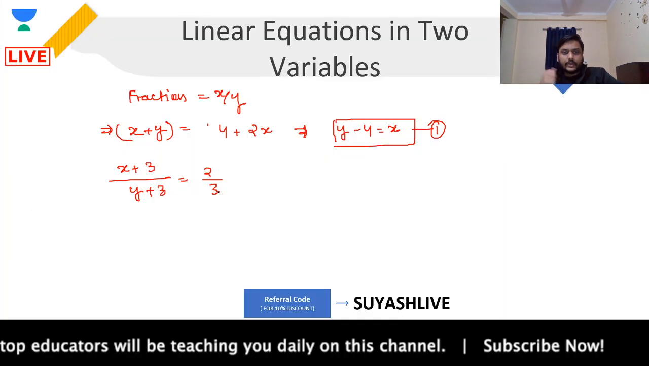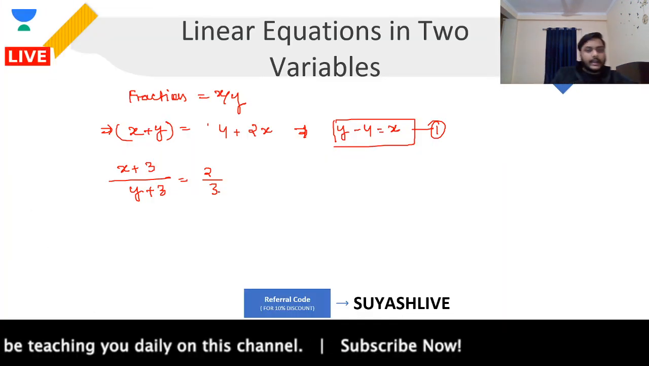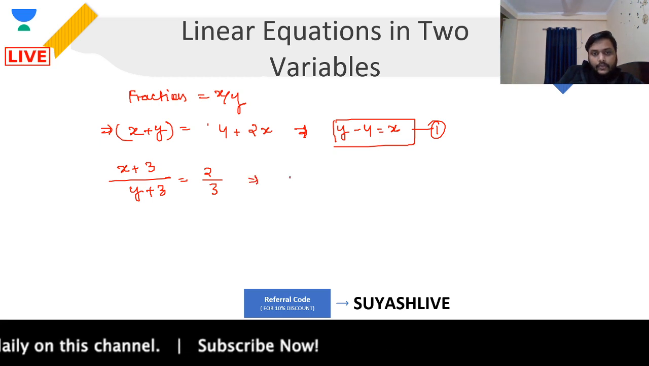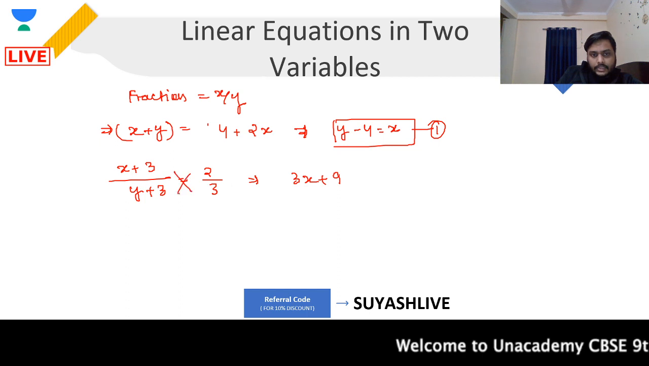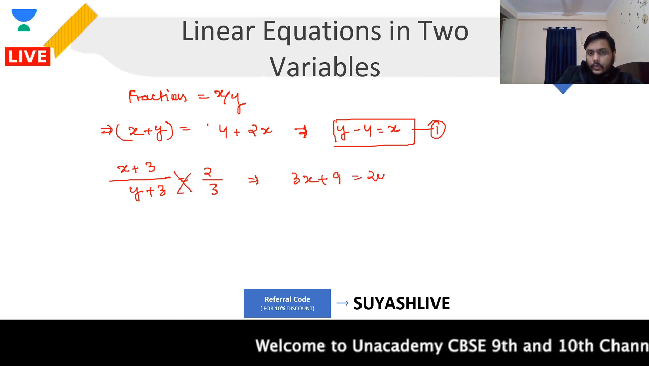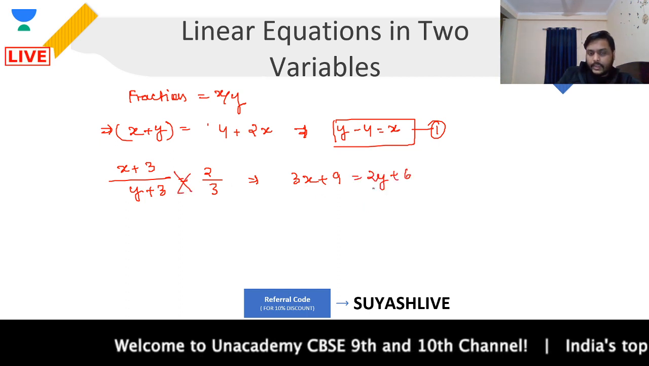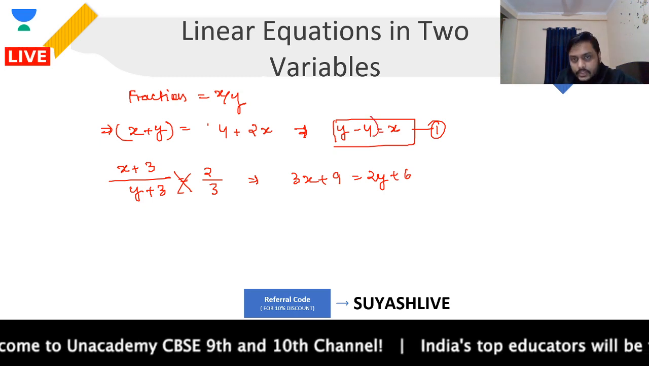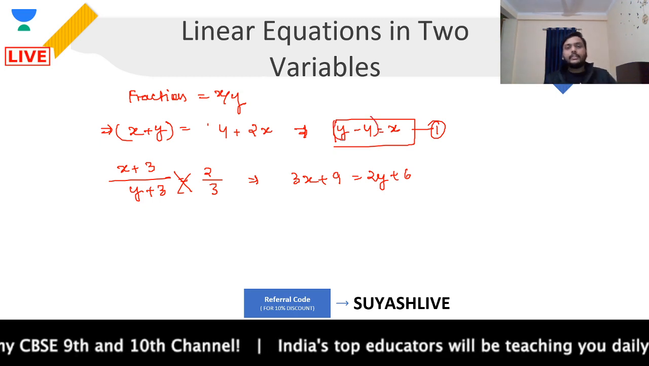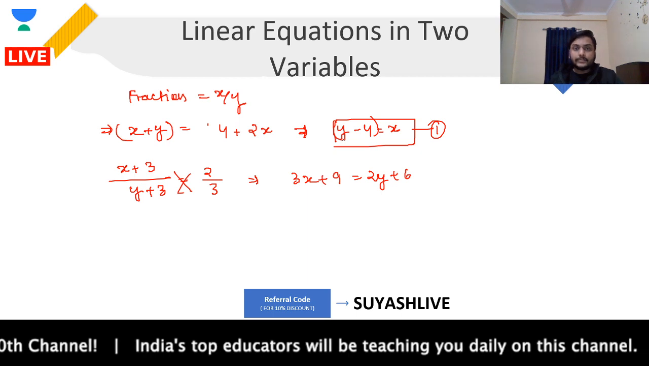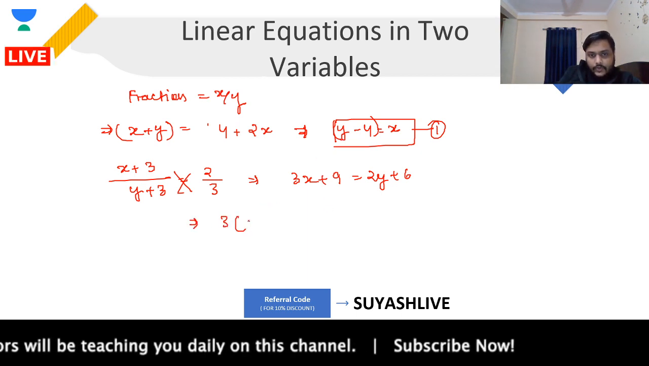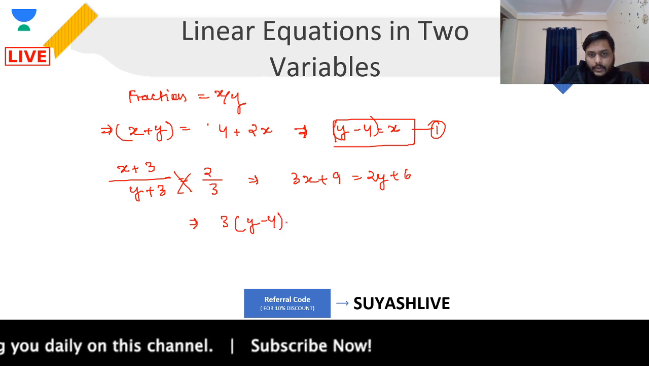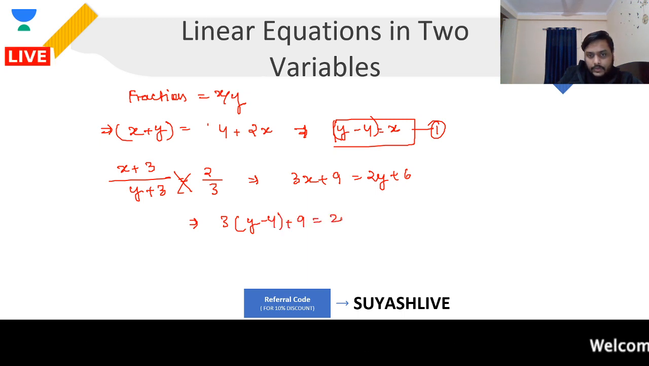Are you clear with this, guys? Got it? This is what I'm having now. Again, if I simply check this out, from here I'll be getting one equation, that is 3x plus 9, cross multiplication I'm doing, is equal to what, 2y plus 6. Okay, here you don't have to do anything, you just need to put the value of x. Okay, the value of x is y minus 4. Let's put it. So when you will be putting this value over here, you will be getting 3 times of, focus guys, you have y minus 4 plus 9 is equal to 2y plus 6.